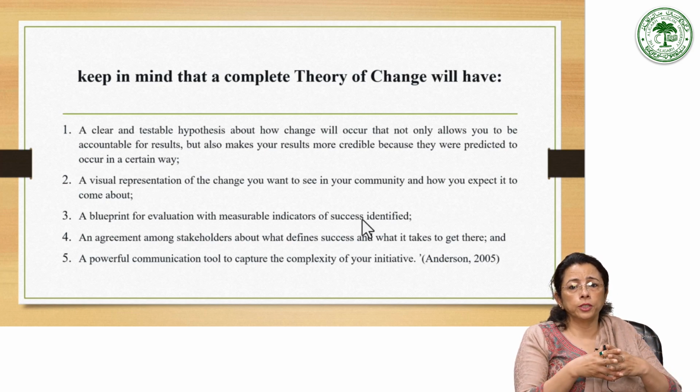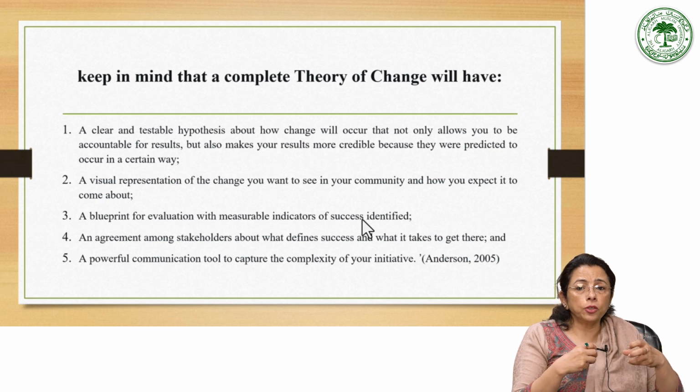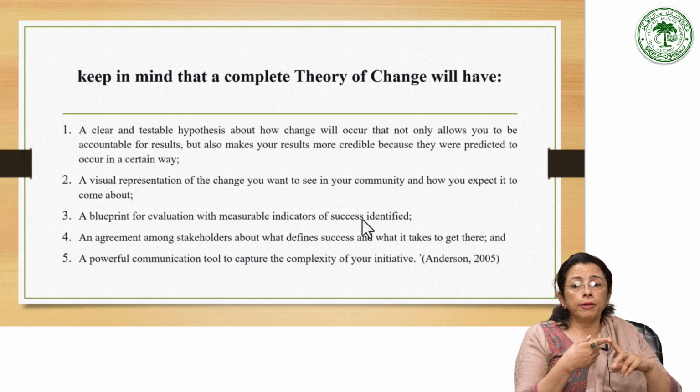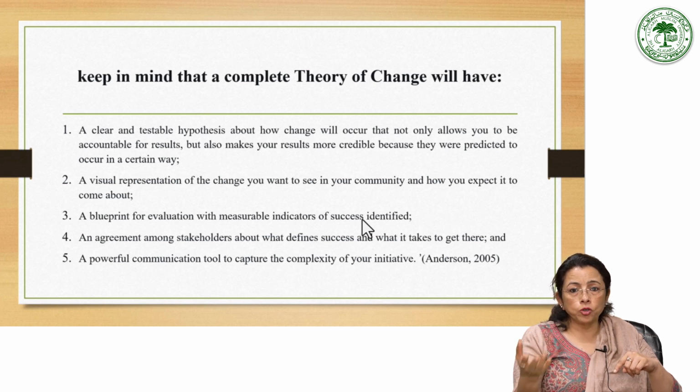Now we have to keep a few points in mind, because writing a complete theory of change can be a challenging process. As you advance through the theory of change process, keep in mind that a complete theory of change will have, first, a very clear and testable hypothesis about how change will occur. That not only allows you to be accountable for results but also makes your results more credible, because they are predicted to occur in a certain way. So we have to have a very clear and testable hypothesis, which you can implement. It is attainable, it is achievable.